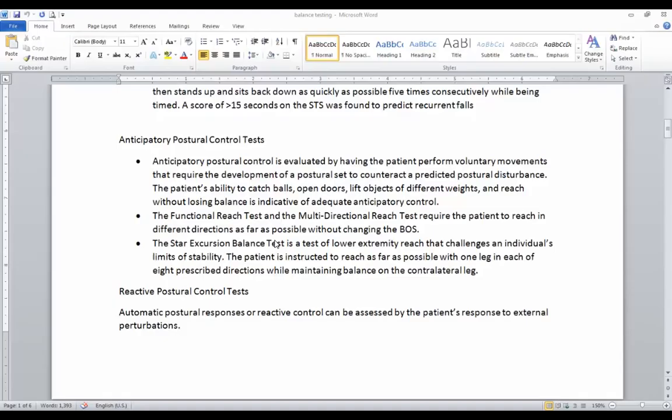Okay, so this is about the anticipatory posture control test. So next is reactive. Sorry. Now, a couple of testing guidelines. Okay. Next is reactive testing.